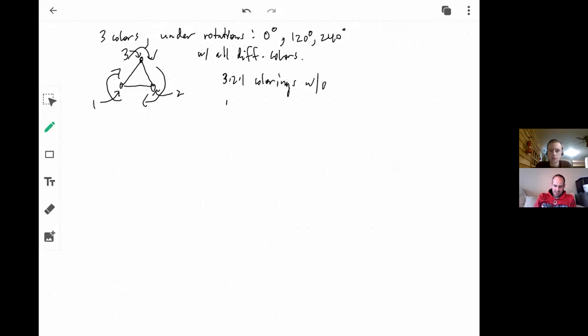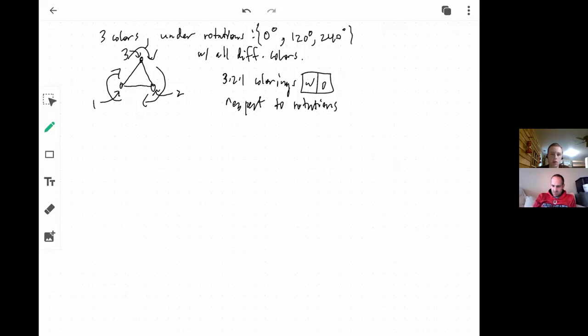without respect to rotations. So I'm not paying attention to rotations at all, but I know full well that some of those, if I rotate, I might end up with the exact same thing. You know what I'm saying? Okay. And Burnside's theorem is going to take care of that for us.